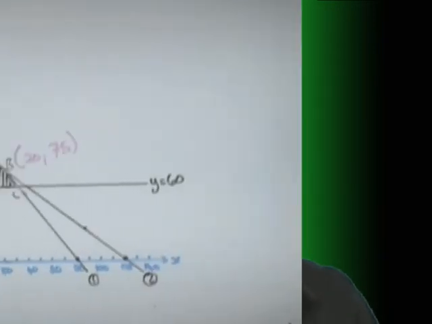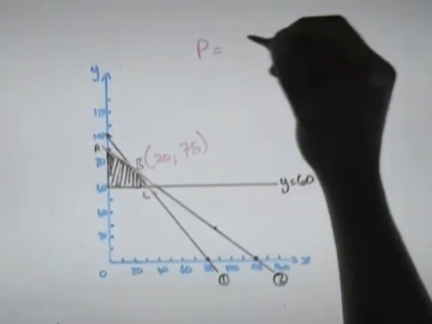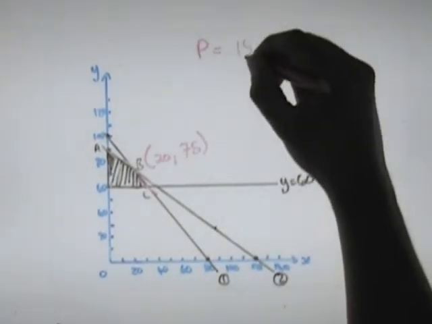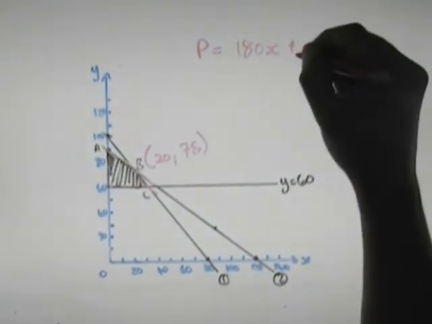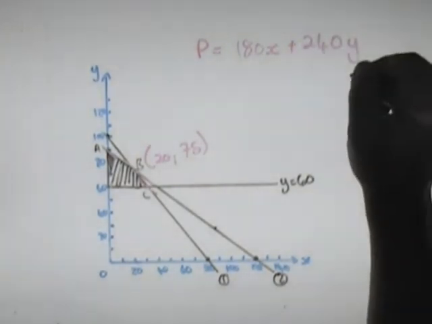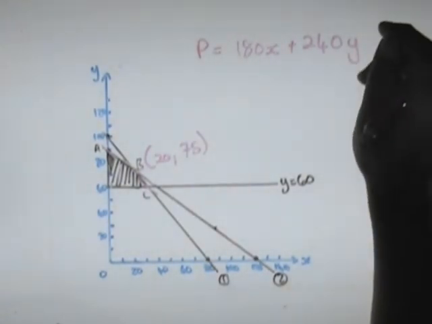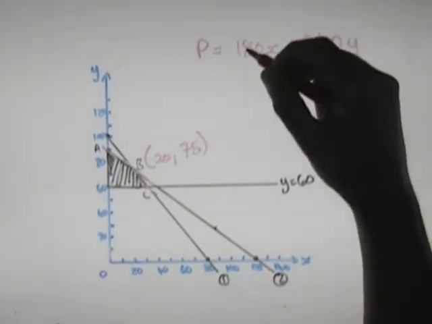Now let us look at what would happen to our optimal solution if our profit function were to change slightly. We are then asked, if the profit function for the factory is given by 180x plus 240y, would there be any difference in the optimal solution? Well, let's have a look at that.